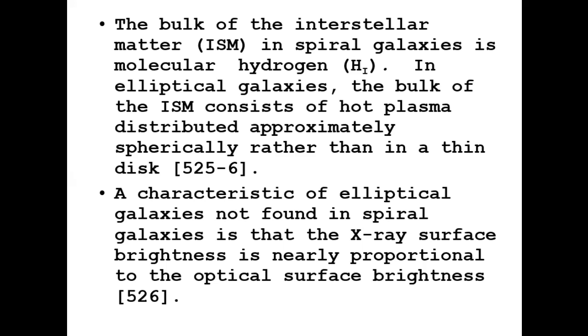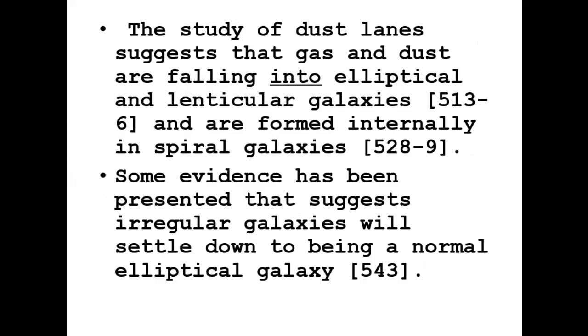A characteristic of elliptical galaxies not found in spiral galaxies is that the X-ray surface brightness is nearly proportional to the optical surface brightness. The study of dust lanes suggests the gas and dust are falling into elliptical galaxies and lenticular galaxies and are formed internally in spiral galaxies. That is to say, they're formed internally close to the center of the galaxy and are traveling outward.